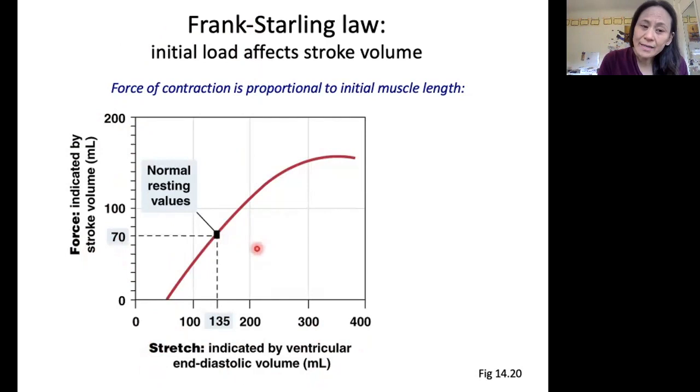What you can see here is that as we have higher end diastolic volumes, we end up with higher stroke volumes. Okay, so basically, the upshot of this graph is that the heart self adjusts: the amount of blood that it pumps out is reflective of the amount of blood that's in it. So the more blood you have in the heart, the more blood you're going to eject out of the heart.